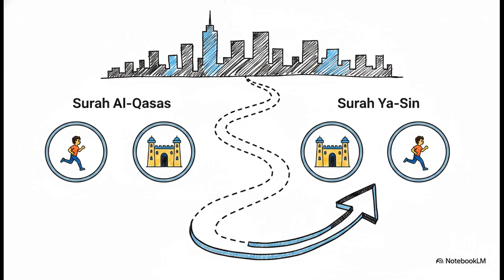Okay, let's look at a classic example. In both Surah Al-Qasas and Surah Yasin, there's a story about a man who comes running from the farthest part of the city. Same guy, same action. But just look at the word order. In one, the word for man, rajulun, comes before farthest part of the city. In the other, it comes after. This is the perfect example of a tiny detail that's so easy to mix up.